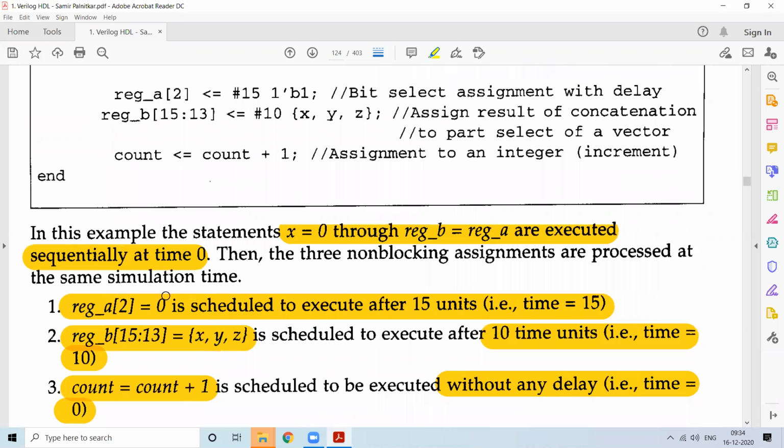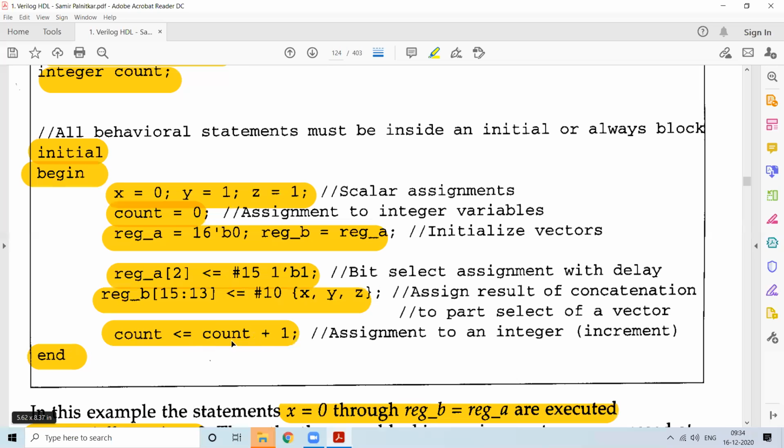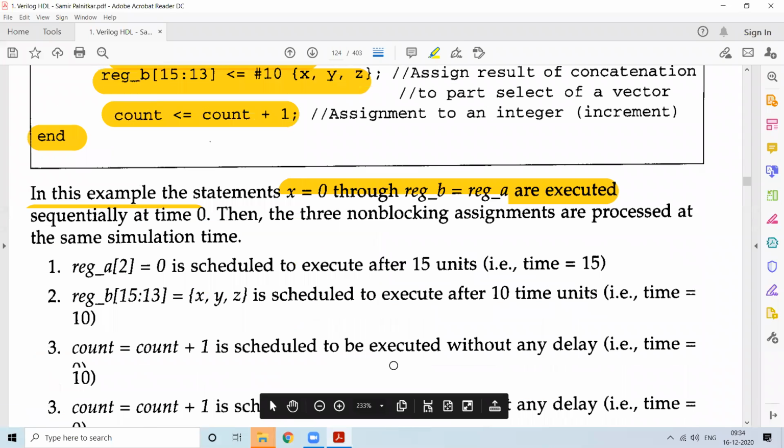Okay. So in non-blocking, it is not blocking the execution of x equal to 0, that is, x is assigned with 0. It is not affecting the count which is being assigned. Since this is non-blocking, it is not dependent on all these things. So it is independent. So this is what is happening in these cases.